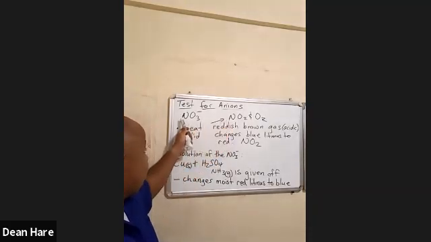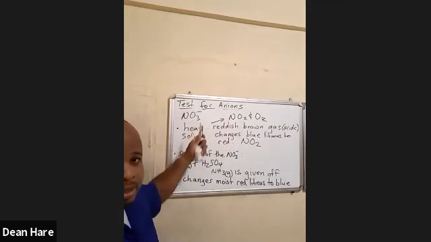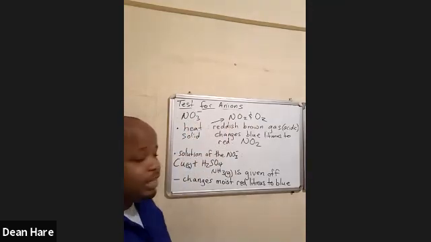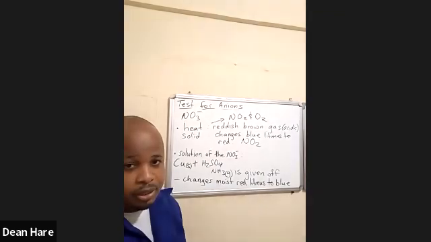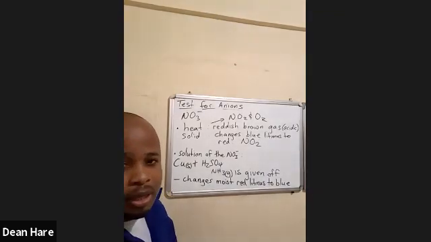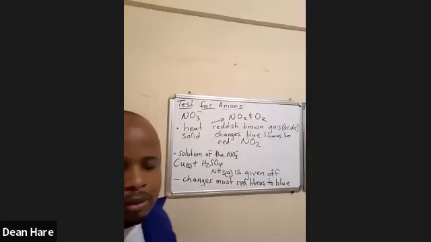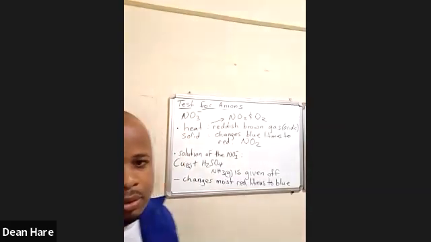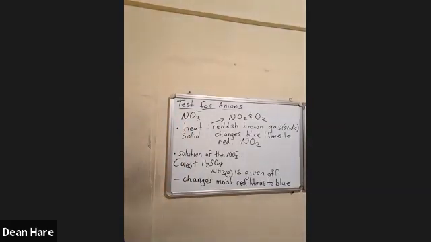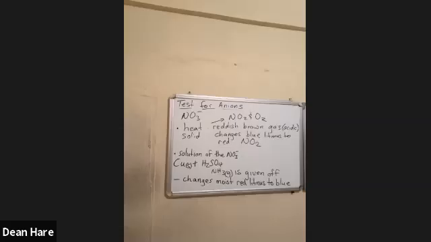Nitrogen dioxide and oxygen. Right. So when nitrates decompose, you get nitrogen dioxide and oxygen. But it is the nitrogen dioxide that is of importance. Okay. All right, so after this, we are going to look at the sulfate ion.